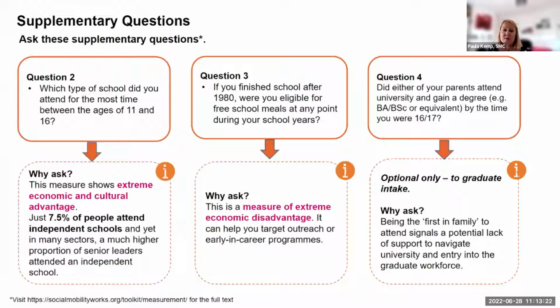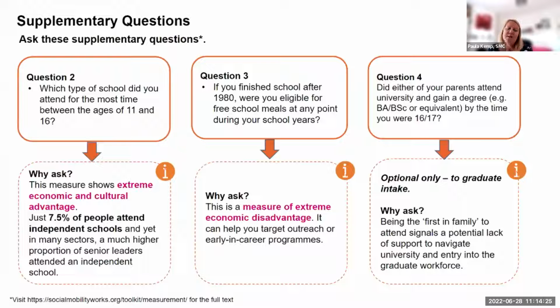So the type of school that they went to, so whether it's a selective school, independent school, or state school, or if they choose, for instance, to say prefer not to say. What we're actually looking for there is for people who had an education in an independent or a private school, because just 7.5% of people attend independent schools, but research by the SMC and others shows that in senior roles within professions, that figure is much higher. So the leaders in those organisations more than likely have been, I think in creative industries, it's 60% of senior leaders attended a private school.